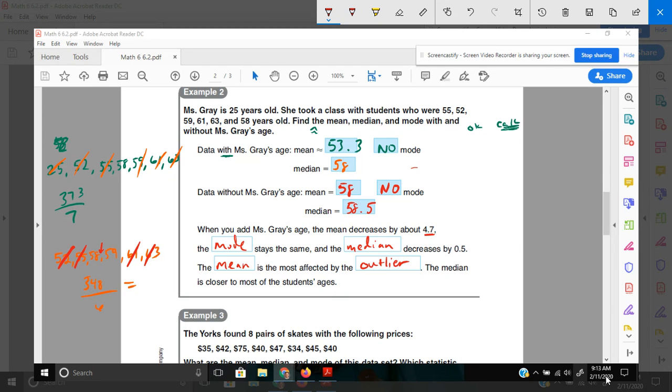Okay, the median is closer to most of the students' ages. So we would say that the median is the most accurate representation of this data. When you throw Miss Gray's age, that outlier, into the data, it really skews things because her age is way younger. She's like half the age of everybody else. So we would use the median to be the most accurate measure in this case.